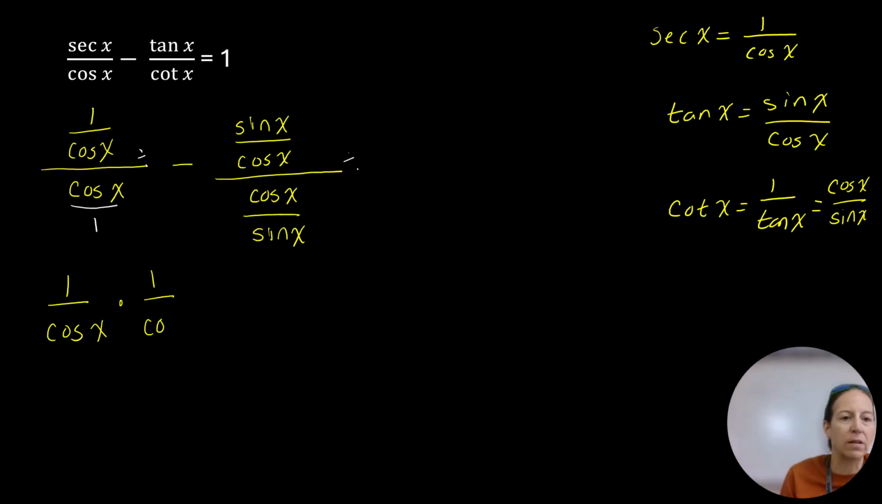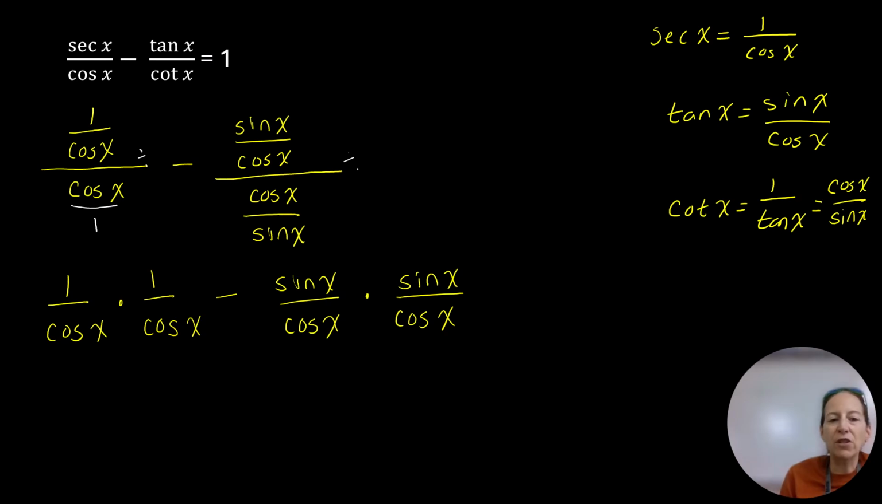Oh, wait a minute. Okay, yeah, that was right. All right, and then I have my minus sign, and we're going to have sine over cosine. And again, instead of dividing, I'm going to multiply by the reciprocal, which will give me sine over cosine.